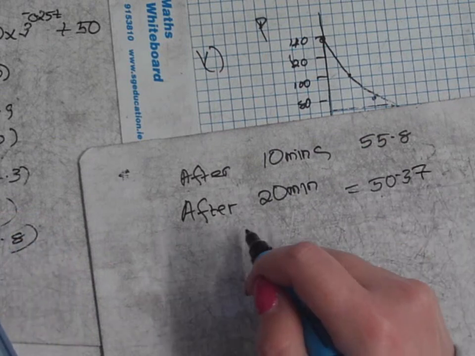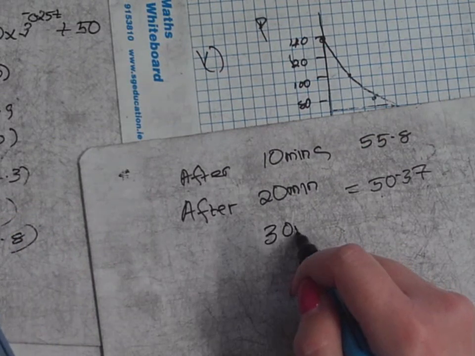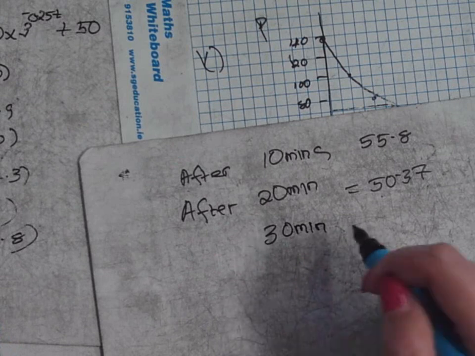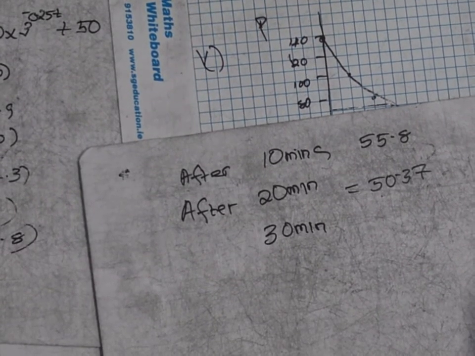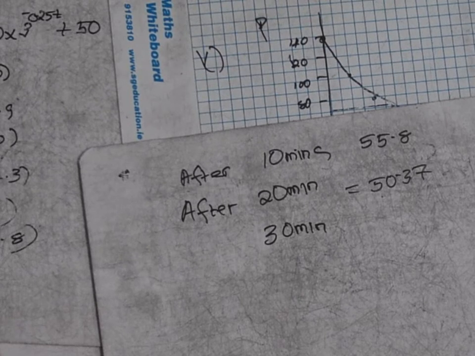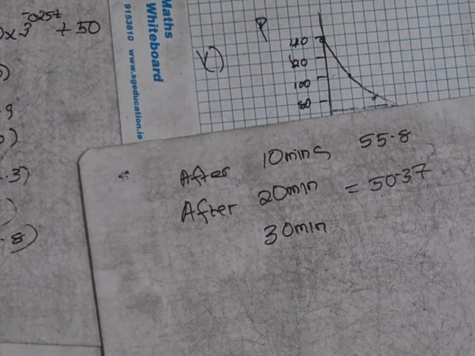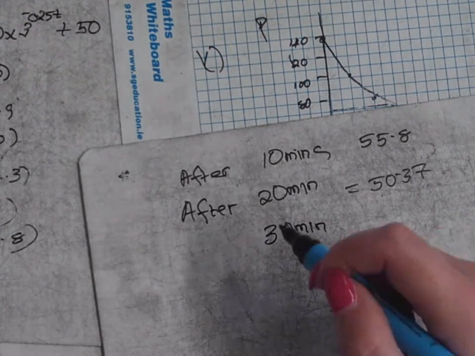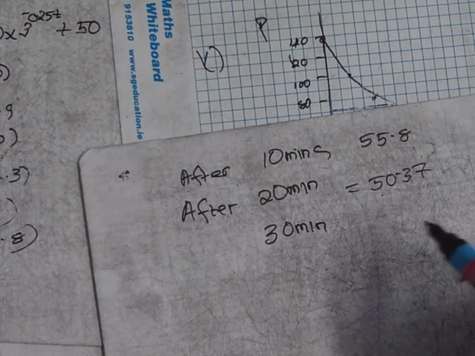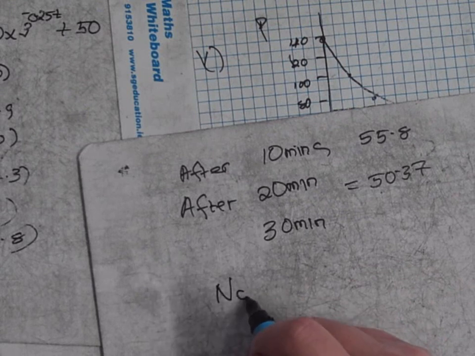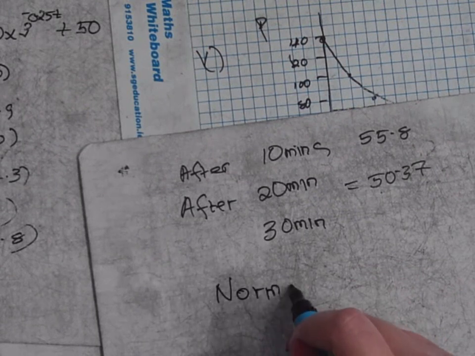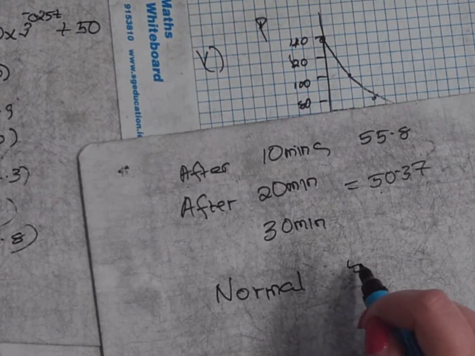After 30 minutes, I'm also going to see where it goes. It's going to be a bit nearer 50. It's still not going to be there. So his normal pulse is where he's heading for. I think it's going to be heading for 50 all the time. So you keep it heading for 50. So the normal pulse is 50 because it's heading for 50. Is that okay?